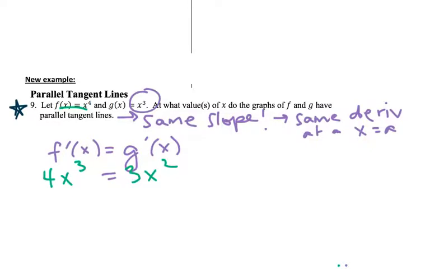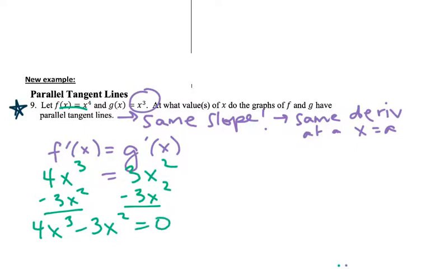And now this becomes an algebra or pre-calc problem. What we do, we don't divide by x here, or x squared, because you would get rid of a possible solution. What we need to do is get the terms on one side, factor, and solve. So I'm going to subtract 3x squared from both sides. You get 4x cubed minus 3x squared equals 0. Factor out the common factor here, the GCF, that's an x squared, and you're left with 4x minus 3.